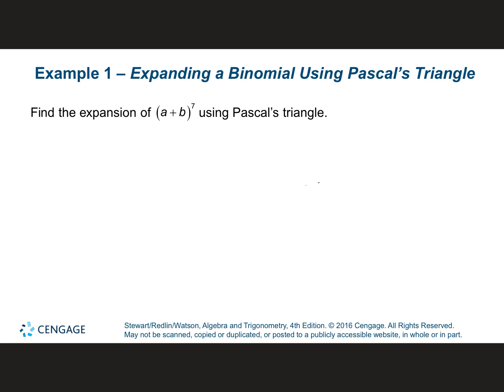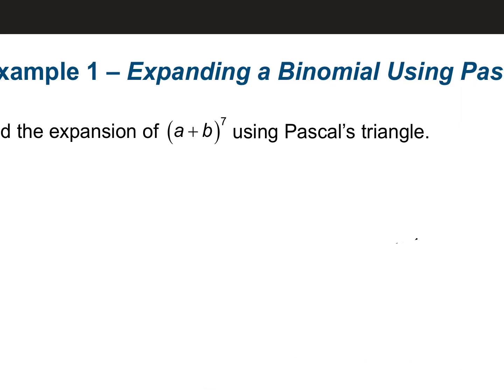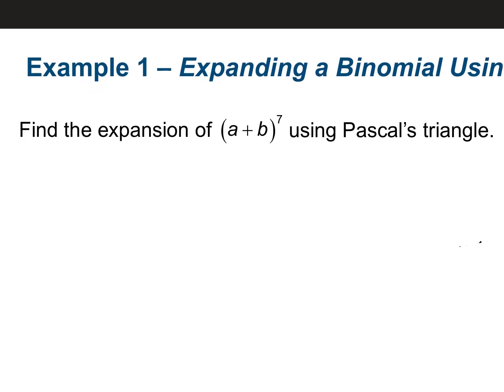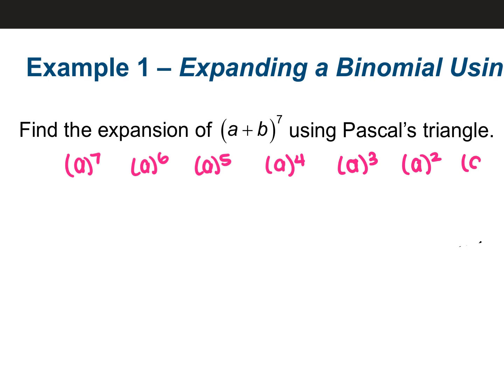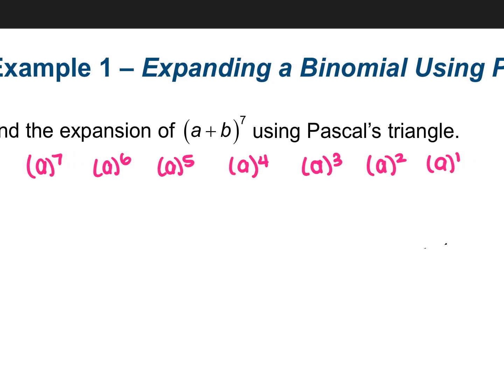Underneath that row, you're going to write down the numbers from Pascal's triangle for that power. Then on the last row, it'll be the last term in your binomial raised to the power of 0 all the way up to the highest power. So we have a plus b to the 7th power. You start with a to the 7th power, then a to the 6th, a to the 5th, a to the 4th, a cubed, a squared, a to the 1st, and then a to the power of 0.